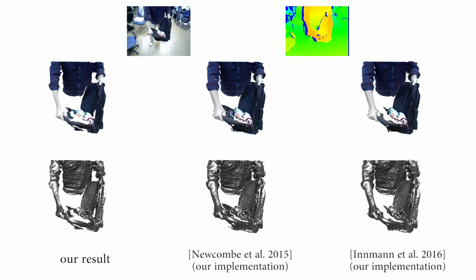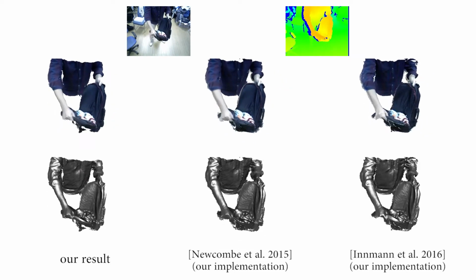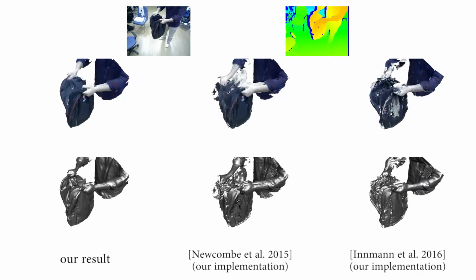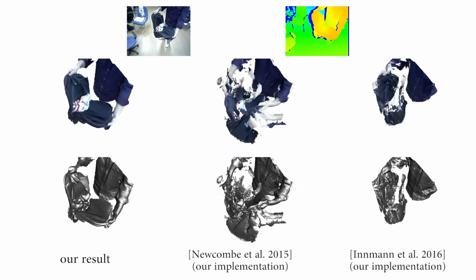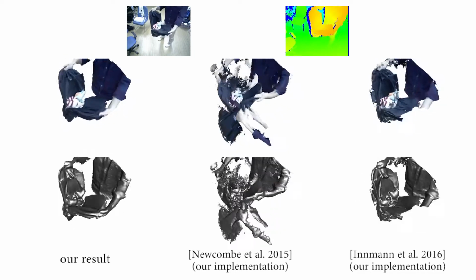Our system also outperforms the other two methods in handling collisions. In this sequence where complex surface collisions happen, both Newcombe et al. and Innmann et al. cannot update the TSDF correctly, and thus fail to reconstruct the dynamic scene.